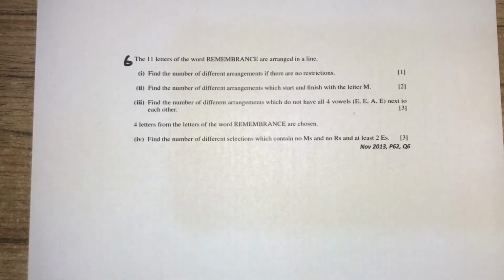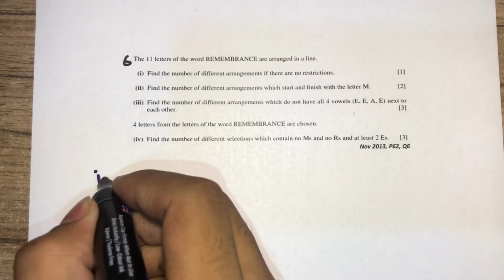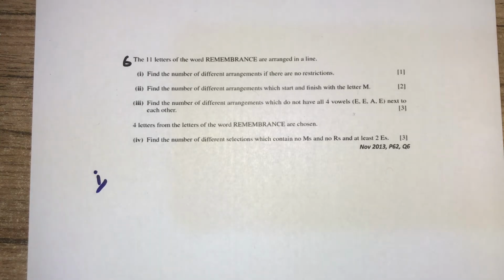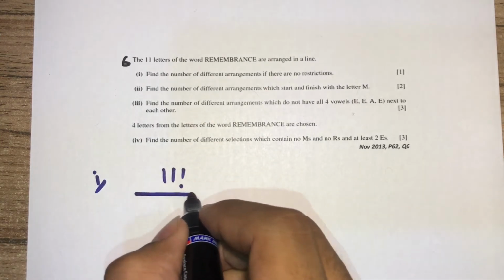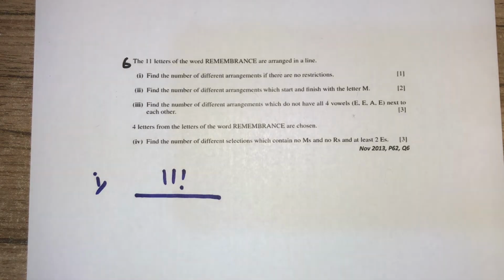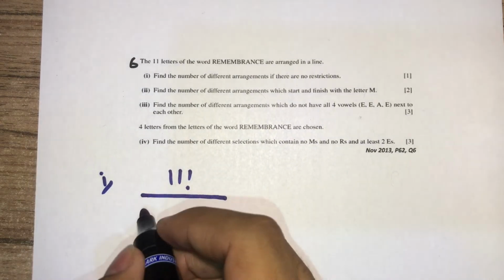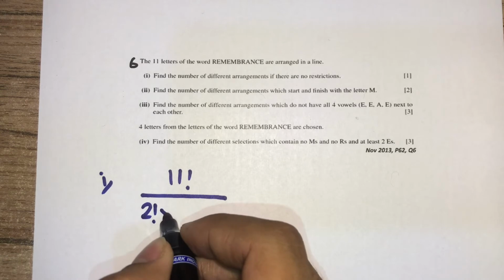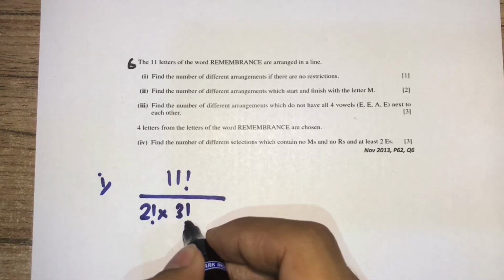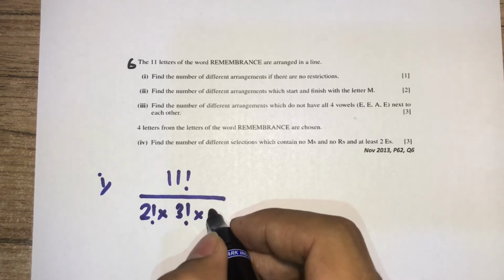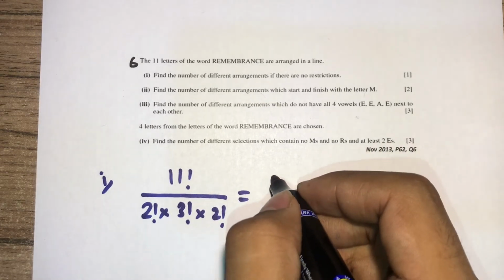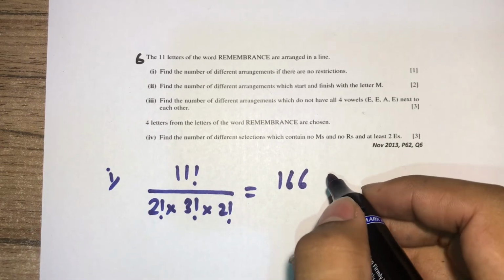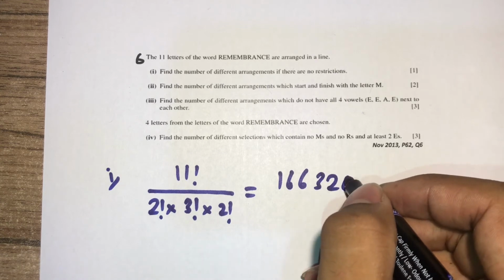Question 6. The 11 letters of the word REMEMBRANCE are arranged in a line. Find the number of different arrangements if there are no restrictions. So there are 11 letters, so 11 factorial, and to remove the repetitions, we'll divide by 2 factorial for the 2 R's, 3 factorial for the 3 E's, and 2 factorial for the 2 M's. So this will be 1663200.